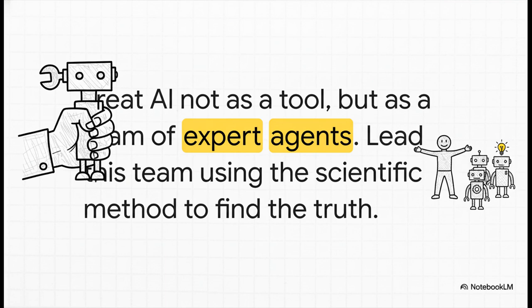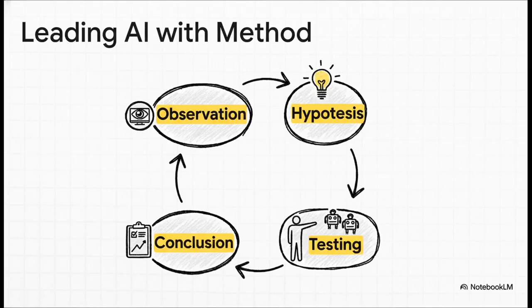Well, the idea is that AI today is unbelievably powerful, but it's also really, really complex. You can't just bark an order at it and expect a perfect answer. No way. You have to manage it, you have to guide it, you have to test what it gives you. In other words, you have to lead this team of expert agents. And what's the best framework ever invented for leading an investigation? You guessed it, the scientific method. And check this out, it maps over perfectly.